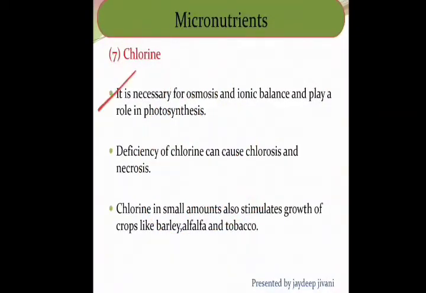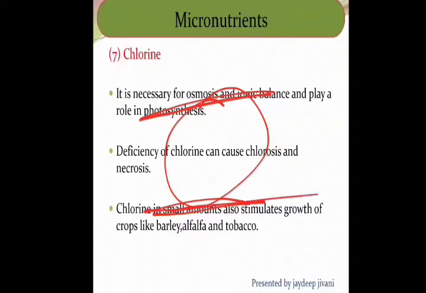Now we will discuss the function of chlorine in the plant. It is necessary for osmosis and ionic balance and plays a role in photosynthesis. First of all, what is osmosis? Osmosis means, whenever a cell membrane is there, suppose this is the upper layer of the cell membrane and this is the lower layer of the cell membrane.